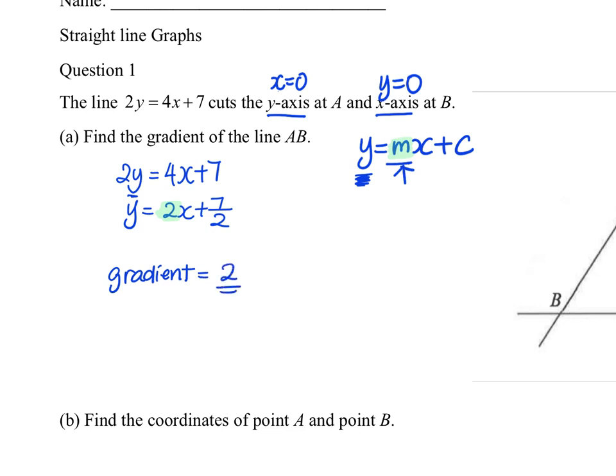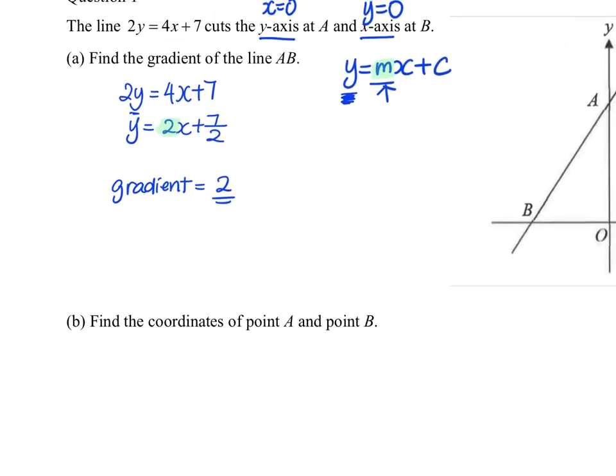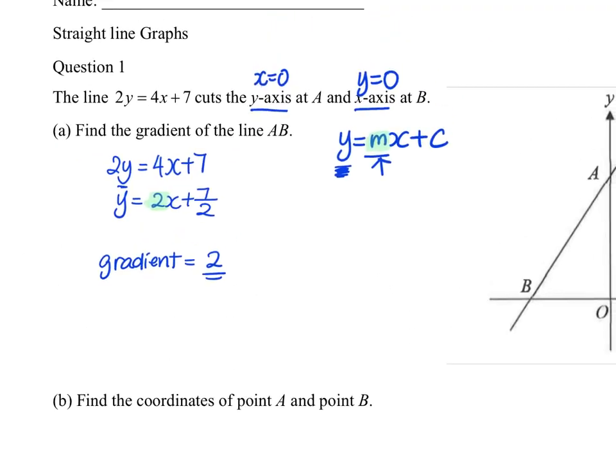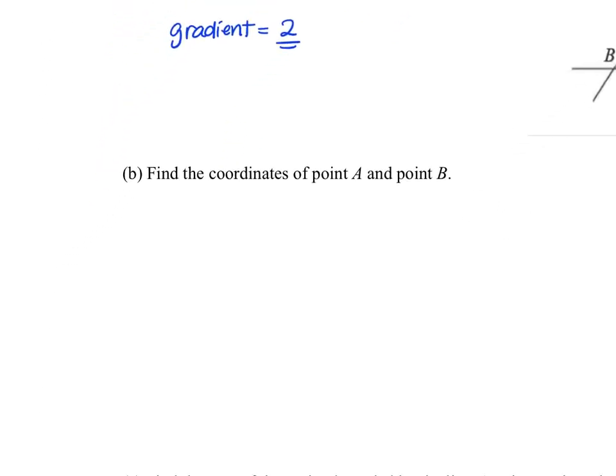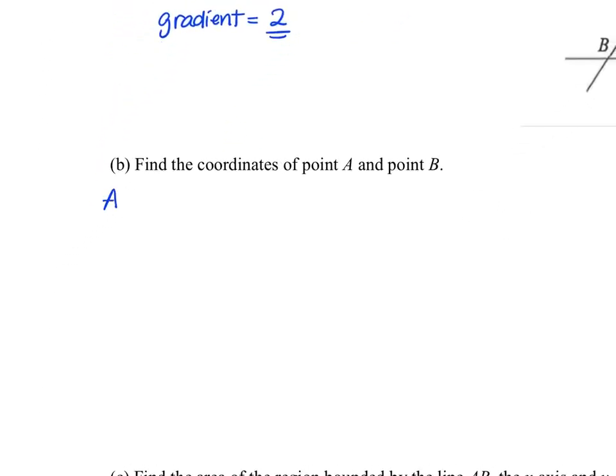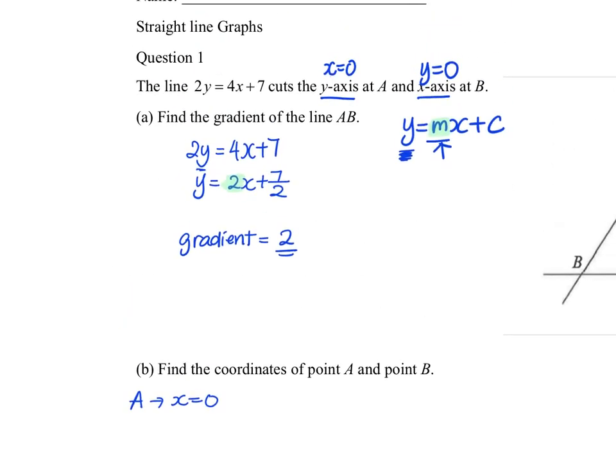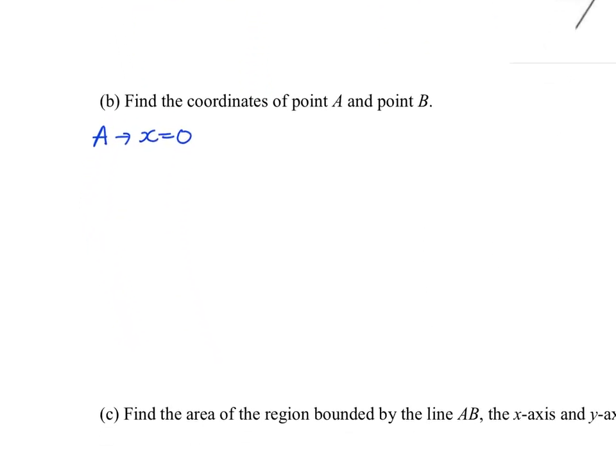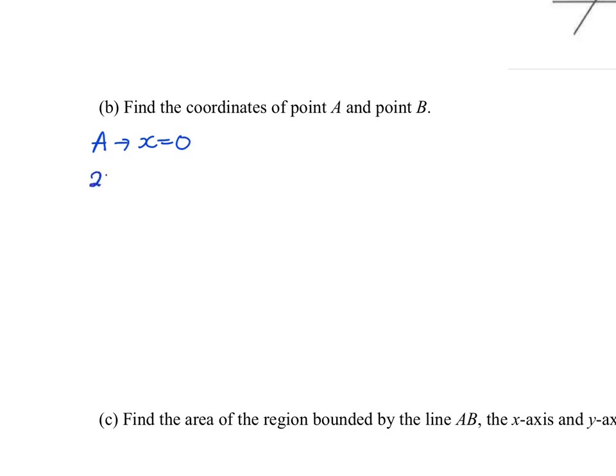Okay, next part of the question. Find the coordinates of A and B. Well, what's the coordinates of A? Coordinate A cuts the y-axis. So to find the coordinates of A, it cuts the y-axis, meaning x is equals to 0. Okay, so our equation, we have 2y equals to 4x plus 7. So that will be 2y equals to 4 times the x plus 7. x is now the number 0. So 2y is equals to 7. y is equals to 7 over 2.